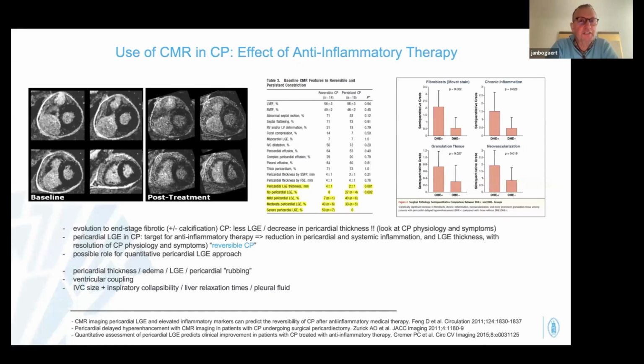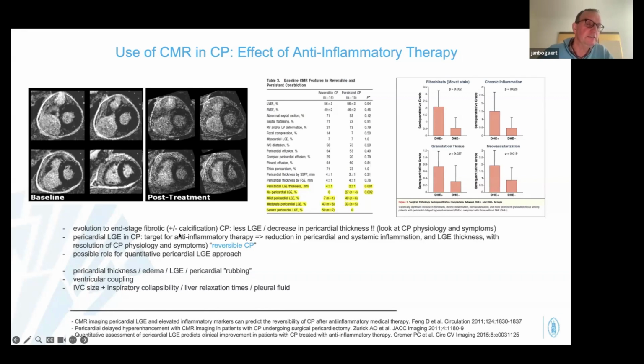Finally, there's also a role for CMR in looking at the effects of anti-inflammatory therapy. What studies have shown is that if you have a positive response on anti-inflammatory therapy, the intensity of enhancement decreases. You have a thinning of the pericardium, so it returns to normal. However, I would like to advise you that if you have an evolution towards an end stage fibrotic pericardium, you also have a decrease of late gadolinium enhancement and also a thinning.